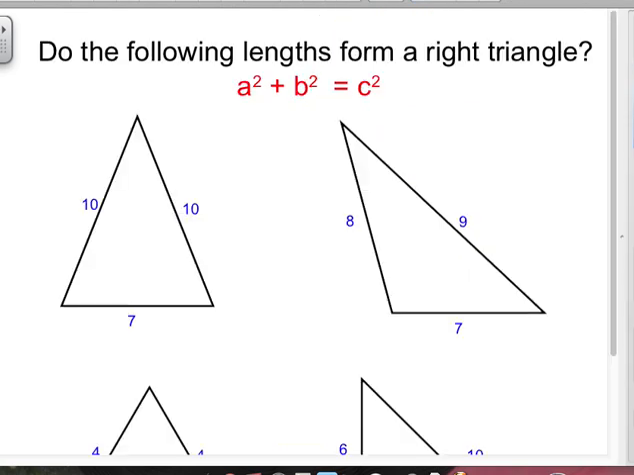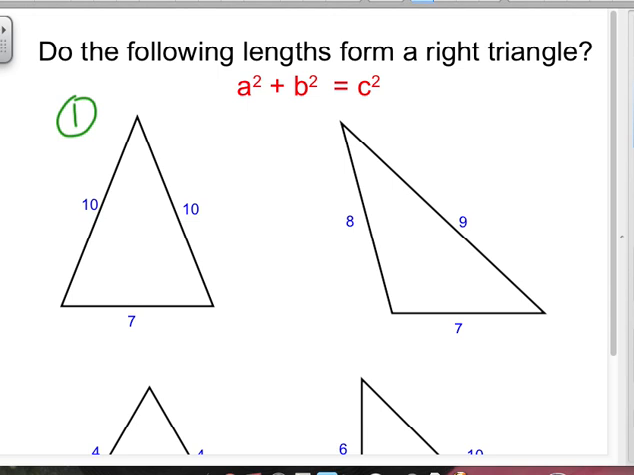So let's see if we can use the Pythagorean theorem, a squared plus b squared equals c squared, to determine if these are right triangles, okay? So I'm looking at this first triangle here. I'll number it number 1, so you know where I'm at there. I'm looking to see if this is a right triangle. Well, I need to have 2 legs and a hypotenuse. Now remember, the legs make a 90-degree angle, and the hypotenuse is the longest side of that triangle.